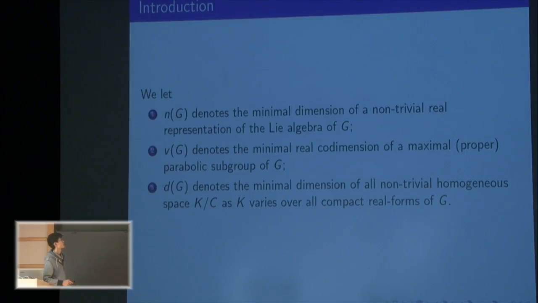To properly introduce Zimmer's conjecture, we first introduce several quantities. So N(G) denotes the minimal dimension of a non-trivial real representation of the Lie algebra of G, and V(G) denotes the minimal real codimension of a maximal proper parabolic subgroup of G, and D(G) denotes the minimal dimension of all non-trivial homogeneous spaces K/C, as K varies over all compact real forms of G.